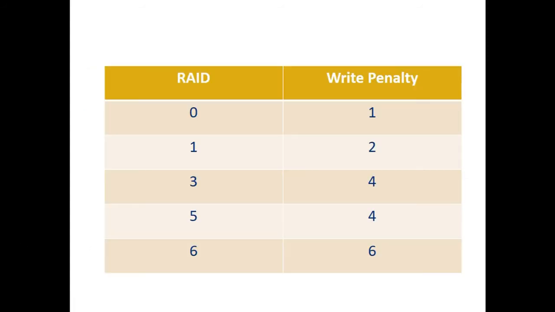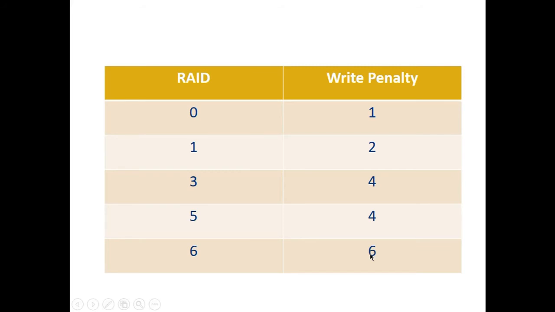Okay, now that we have understood the different RAID implementations, the RAID levels, let us recall the write penalty value for the different RAID levels. So for RAID 0, the write penalty is 1. For RAID 1, the write penalty is 2. For RAID 3, the write penalty is 4. For RAID 5, the write penalty value is 4. And for RAID 6, the write penalty value is 6.